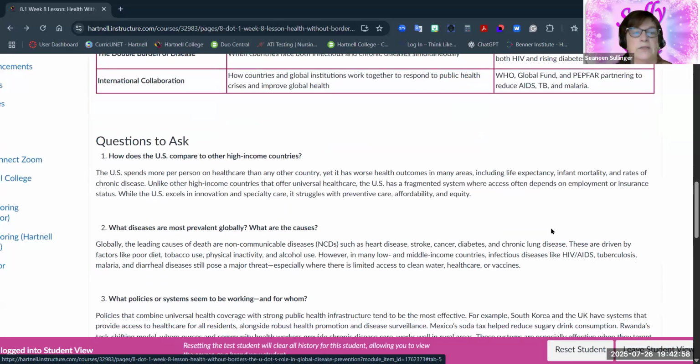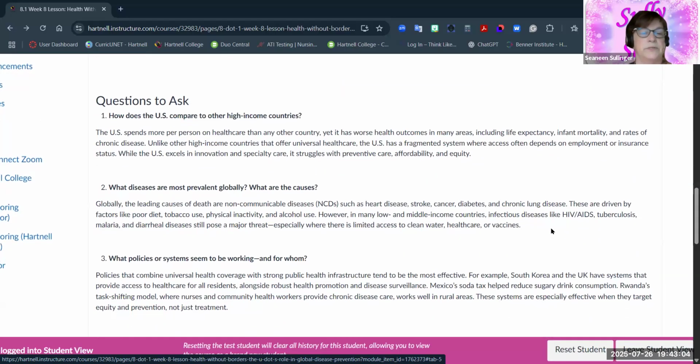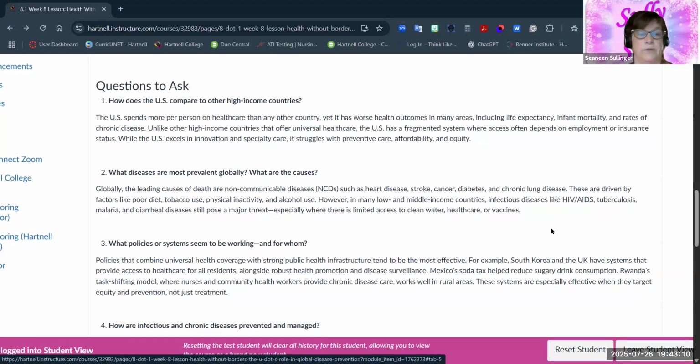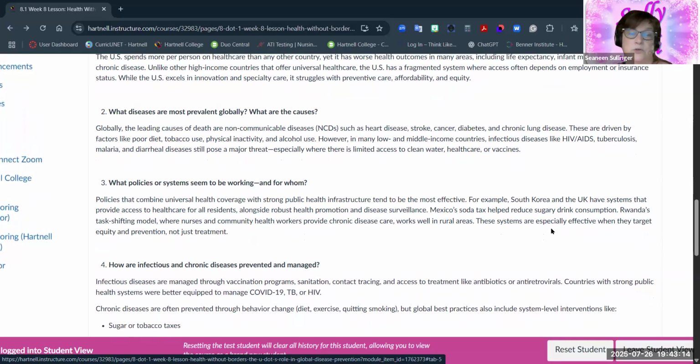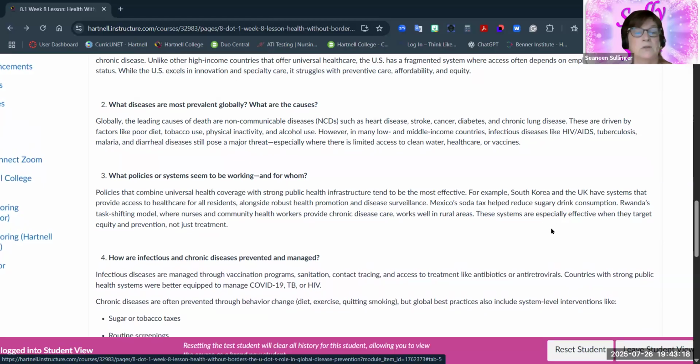How do we compare to other high income countries? Well, we spend more money and we have worse outcomes. Are there any particular diseases that are most prevalent globally? Chronic diseases, we're starting to see more and more of those all over the world. Are there any particular policies or systems that seem to be working? Some of those case studies, those examples we gave.